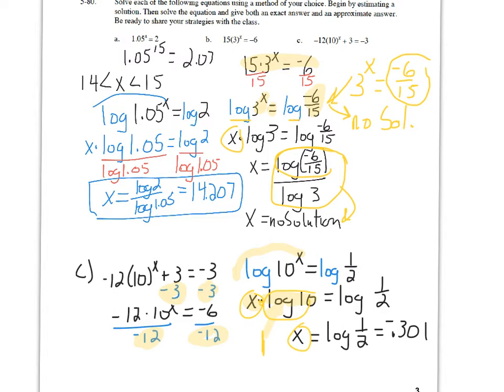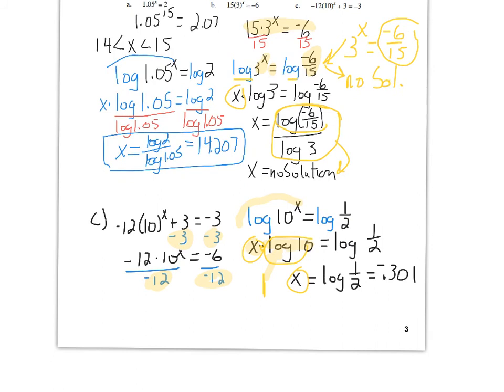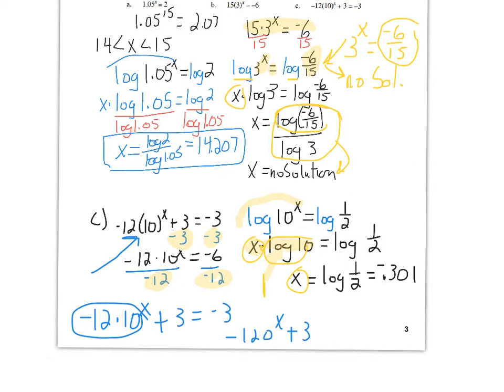Now, before we move on to the next slide, I want to make one more point of emphasis. Many students, right here is the number one mistake that we end up seeing. Students take a negative 12 times 10 to the x, and they multiply that together, and they write this then as a negative 120 to the x plus 3 equals a negative 3. And then they go in and try to solve it.